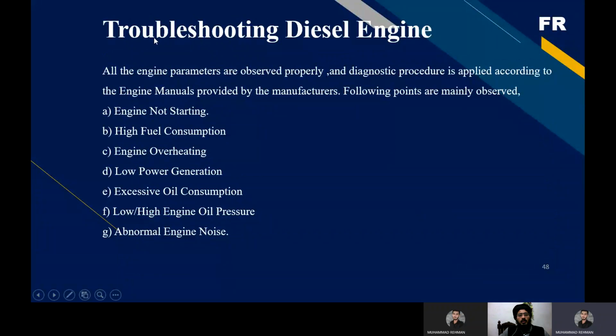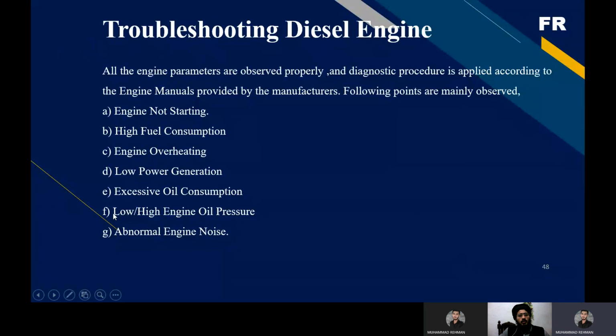Now there are a few other troubleshooting topics for diesel engines. First of all, A to G are the few problems the engine may face. Point A is engine not starting. If the engine is not starting, then you have to do troubleshooting. First of all, you have to identify the problem. Then you have to gather information about that. Then you have to find the correct solution. Then you have to implement that solution. And at the last, you have to check whether your problem is solved or not.